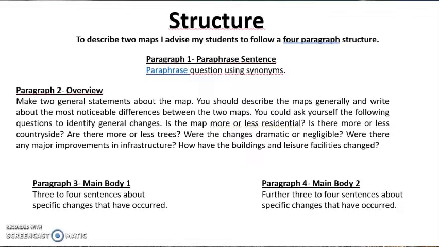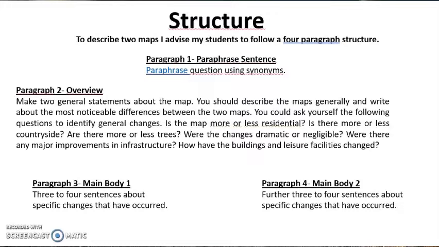In paragraph number 2, which is the overview paragraph, make 2 general statements about the map. You should describe the maps generally and write about the most noticeable differences between the 2 maps. Noticeable means remarkable or important differences.